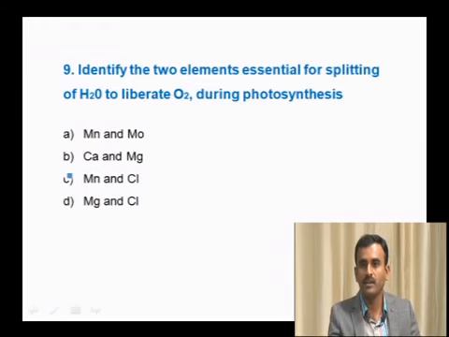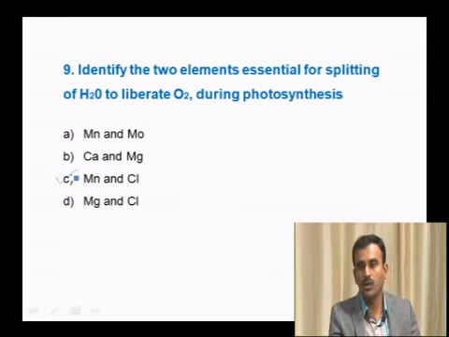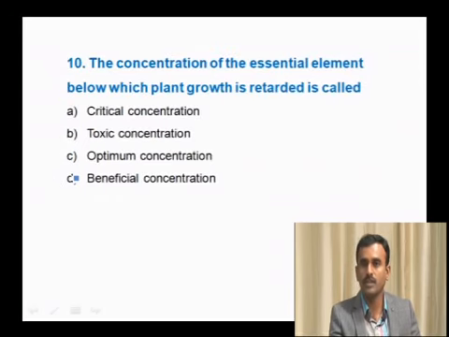Identify the two elements essential for splitting up of water to liberate oxygen during photosynthesis, light reaction of photosynthesis. The answer to this question is option C. Manganese and chlorine, both of these are responsible for photolysis or breakdown of water to release oxygen during non-cyclic photophosphorylation.